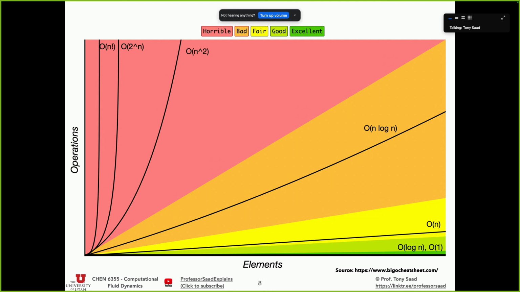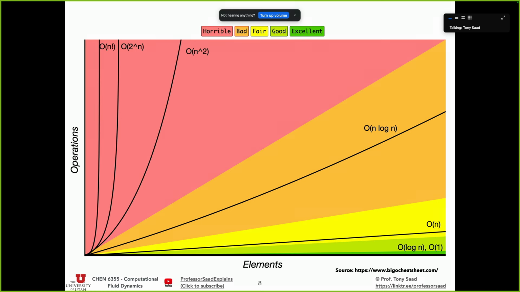Order n log n is better. Sorry, this is order n, order log n, order 1, which is kind of flat over here. And so this region is horrible, no good, okay? This region is really, really bad. This should be order n over here. I don't know what's going on. Anyway, this is bad, this is fair, this is good, and this is excellent. So in terms of algorithms.